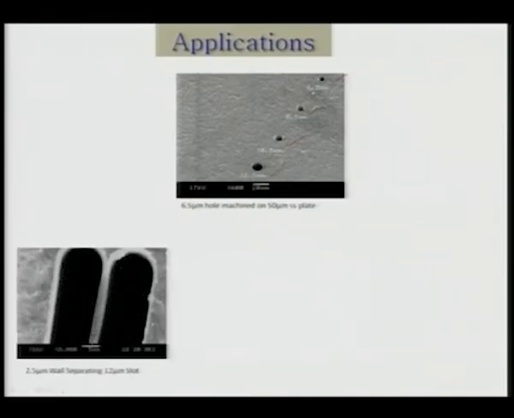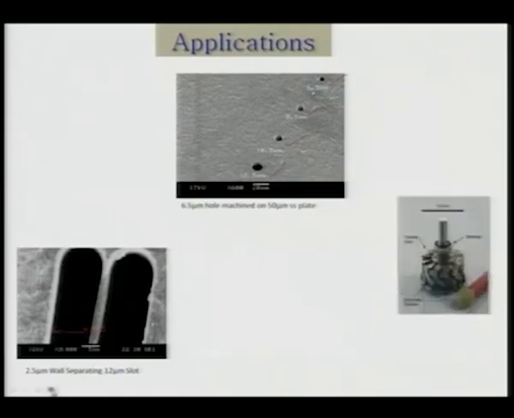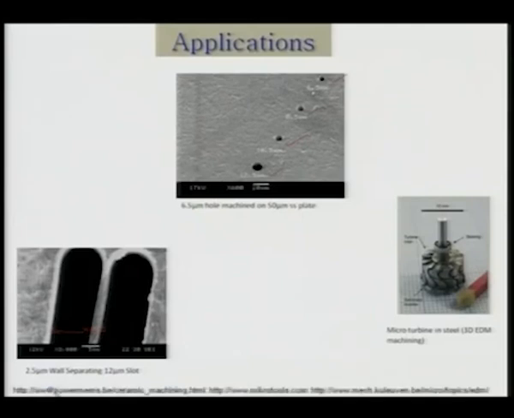Now, a 2.5 millimeter valve separating a 12 micrometer slot is there. This is the 2.5 millimeter valve, and this is the slot whose size is 12.5 micrometer. Then here is a micro turbine in steel. This was prepared with a 3-dimensional EDM process.